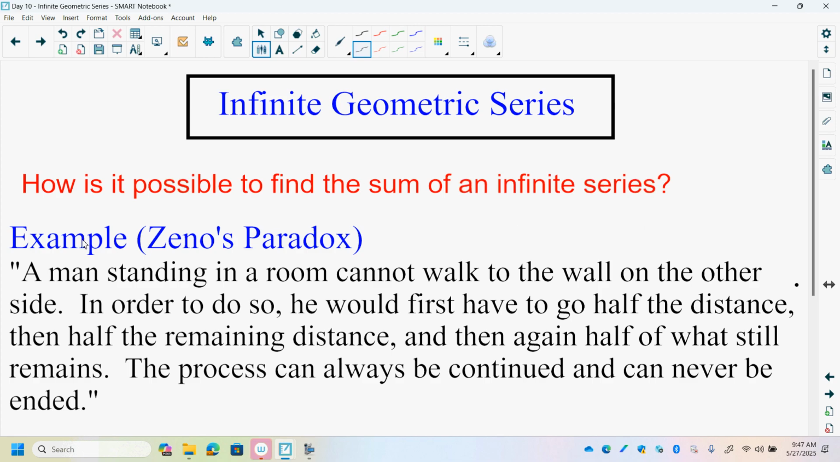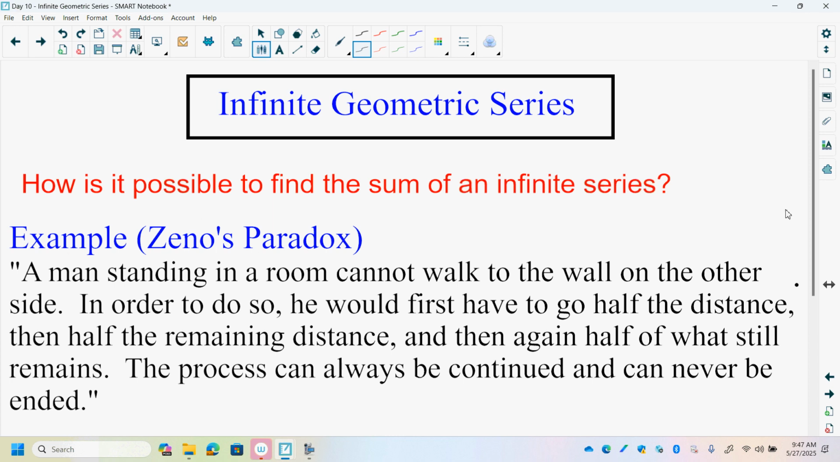We're going to start and get a little philosophical on you. It says, how is it possible to find the sum of an infinite series? If you think about that, it really doesn't make sense. Most people think if you just add more numbers together, your sum should just get what? Bigger and bigger and bigger. It should blow up. It should go to infinity. I get it. Makes sense.